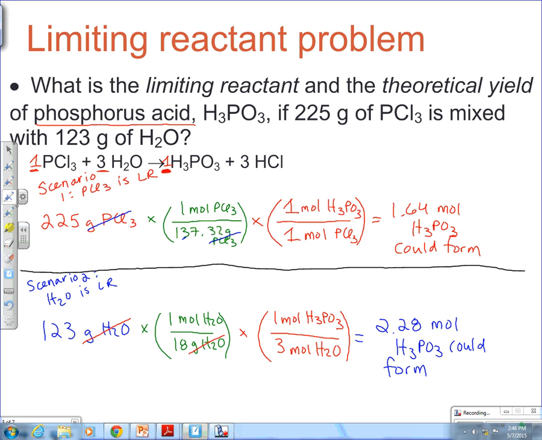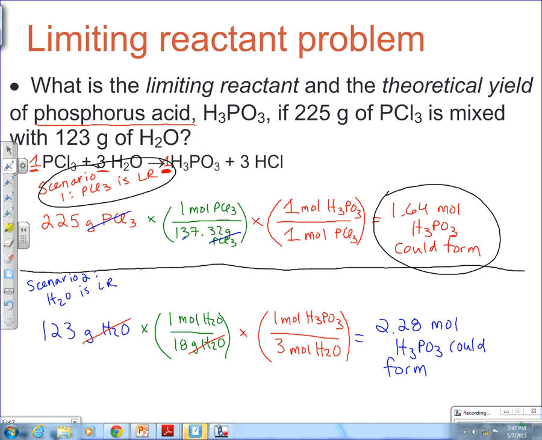At this point, we have to decide which scenario is the true scenario that represents the true limiting reactant. So we compare the amounts of phosphorus acid that could form in each scenario. So in scenario 1, 1.64 moles could form, whereas in scenario 2, 2.28 moles could form. What this means is scenario 1 is actually correct. The scenario that forms less product is the one that is based upon the true limiting reactant. And remember, the limiting reactant is the reactant that you will run out of first. You will run out of PCl3 first.